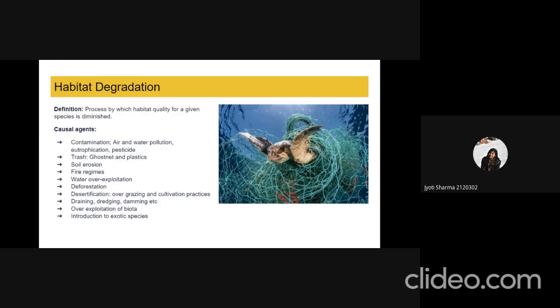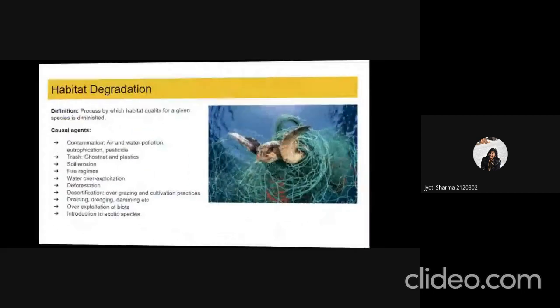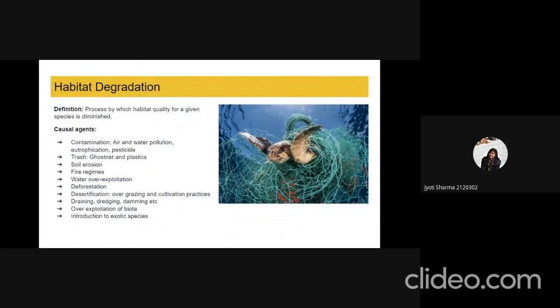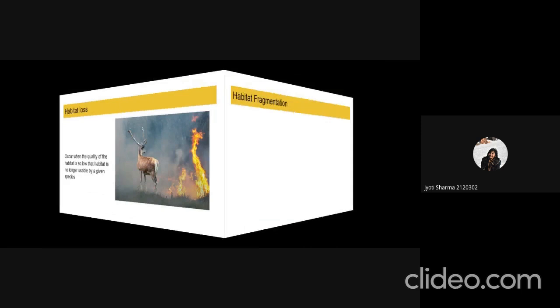Because of this also we are degrading our habitat. Then over-exploitation and the introduction of exotic species. Then we have habitat loss. What it means is that the quality of the habitat is so low that the habitat is no longer usable by the given species. Here the species can survive, but the population will be reduced, but this is still the habitat where they are living. But habitat loss is when the quality is so low that the habitat is no longer usable by the given species.